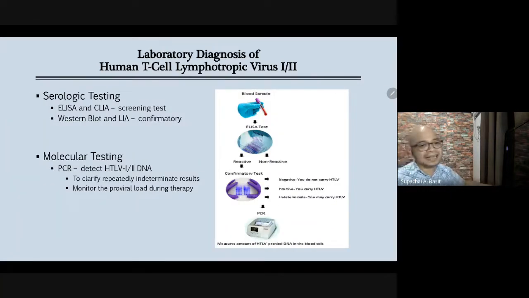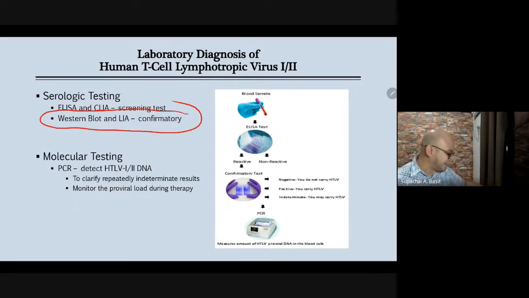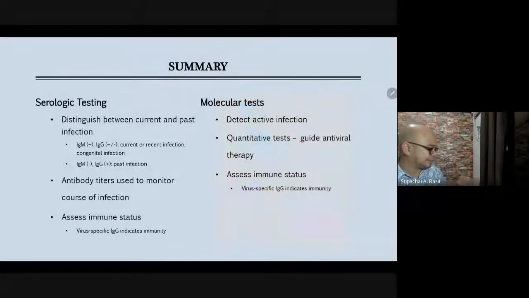And just like your other viral infections, the most practical way of diagnosing HTLV would be by means of ELISA and CLIA, chemiluminescent assay. However, the confirmatory test is the Western blot assay. But molecular testing is more useful, particularly if the result of serology is not reliable, and for monitoring the viral load during the therapy.